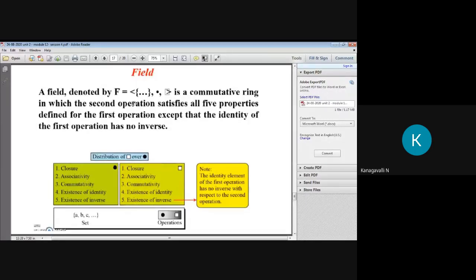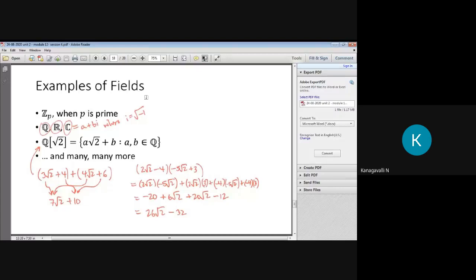So generally a field is a type of commutative ring in which the second operation satisfies all the five properties of the first operation, except that the identity of the first operation has no inverse. See the diagram clearly, then only you can understand this statement. Closure, associativity, commutativity, existence of identity, existence of inverse. So the identity element of the first operation has no inverse with respect to the second operation. Alright.